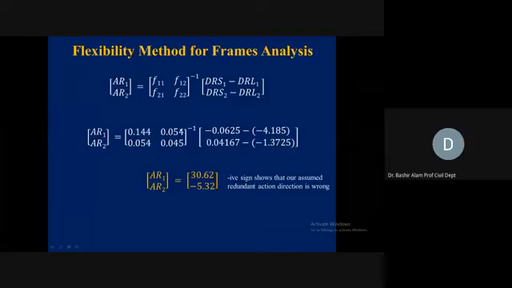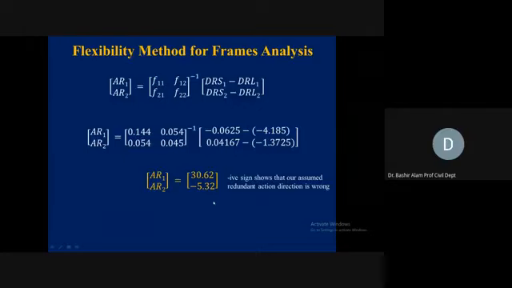So now when we find the inverse of this and multiply this with this one, the product is giving us AR1 is equal to 30.62 kips and AR2 is minus 5.32. This negative sign shows that our assumed redundant action direction is wrong for AR2. It should not be rightward directed, it should be leftward directed.